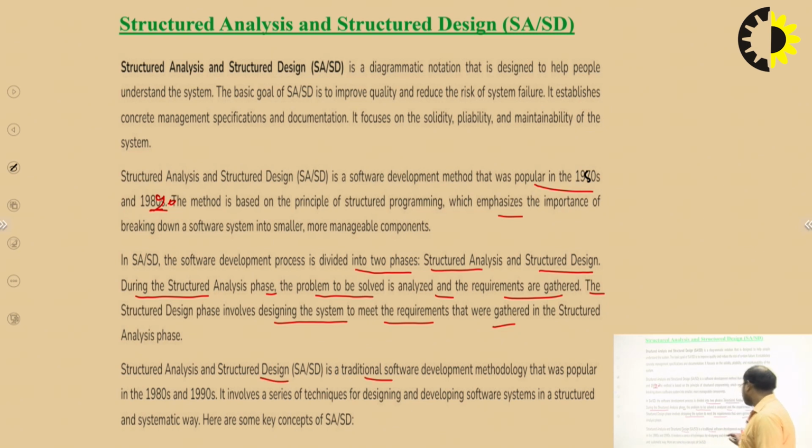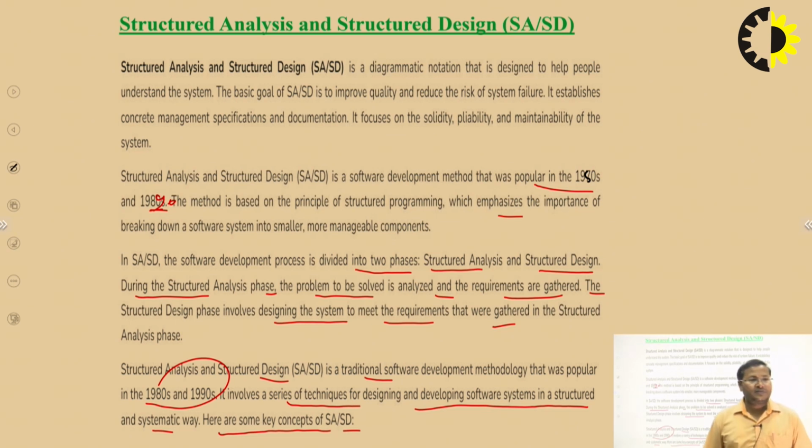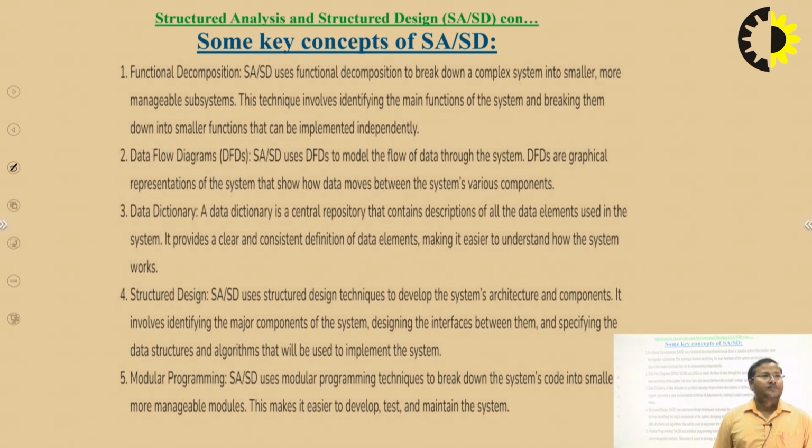SASD is a traditional software development methodology that was popular in 1980 to 1990, I already told. It involves a series of techniques for designing and developing software systems in a structured and systematic way. Here, I am giving some key concepts of SASD. I am going to discuss some key concepts that are used in the case of SASD. The first key concept is functional decomposition.